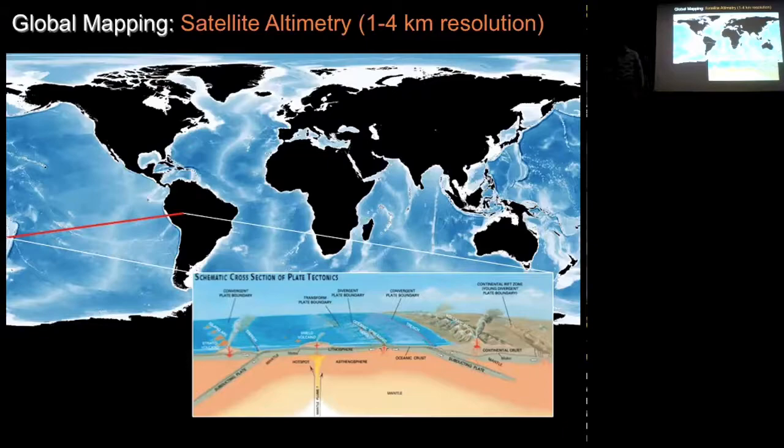But what if we want to get more detail? Again, this is 1 to 4 kilometers. You can't really see anything. You definitely cannot see anything smaller than a kilometer on the seafloor using this information. So how do we get better information from the seafloor?